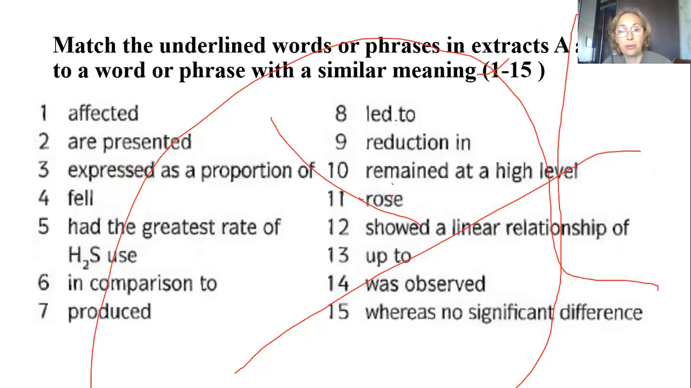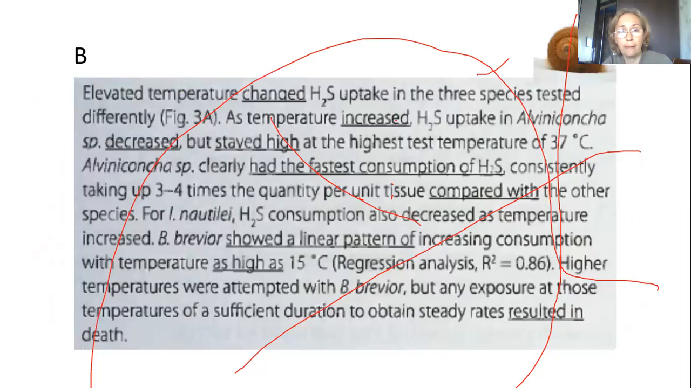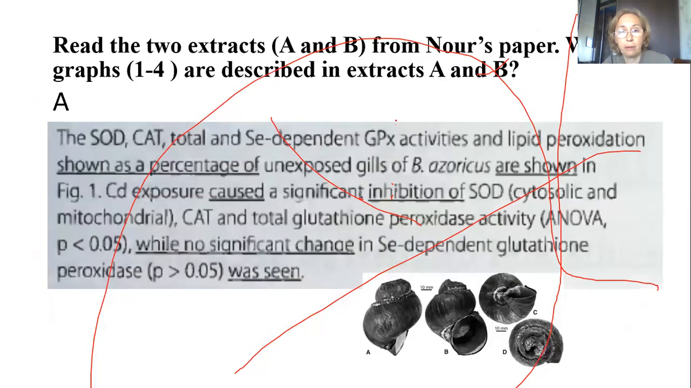Then number 9, reduction in. Reduction, снижение, ухудшение. Decreased. So this is a new word for me. This is inhibition. Inhibition. Подавление. Подавление, торможение чего-то. То есть вот привело к подавлению каких-то факторов.